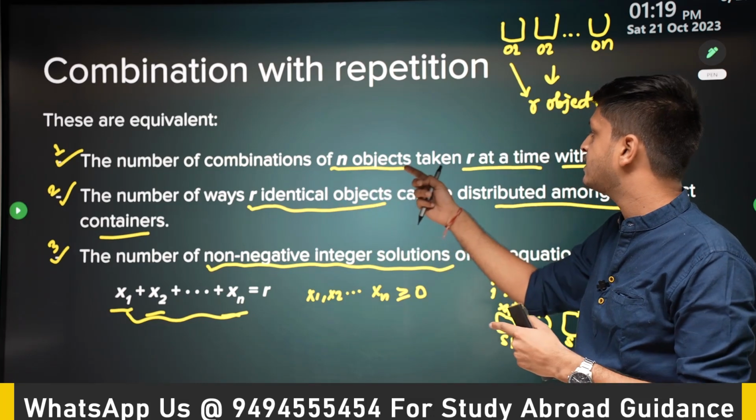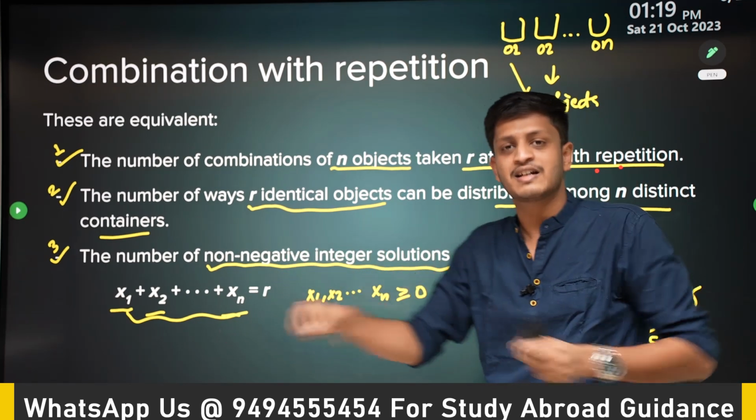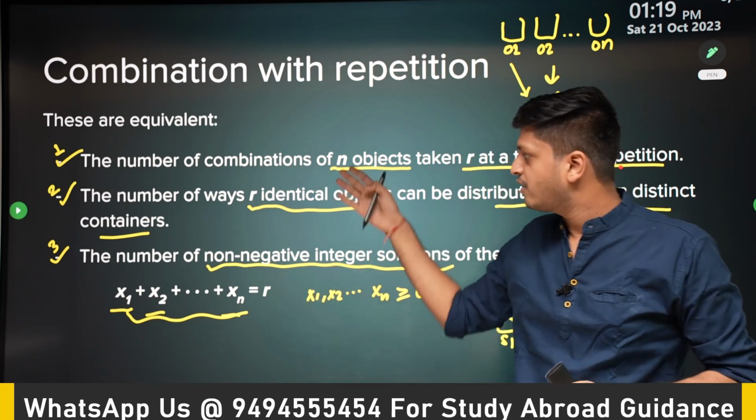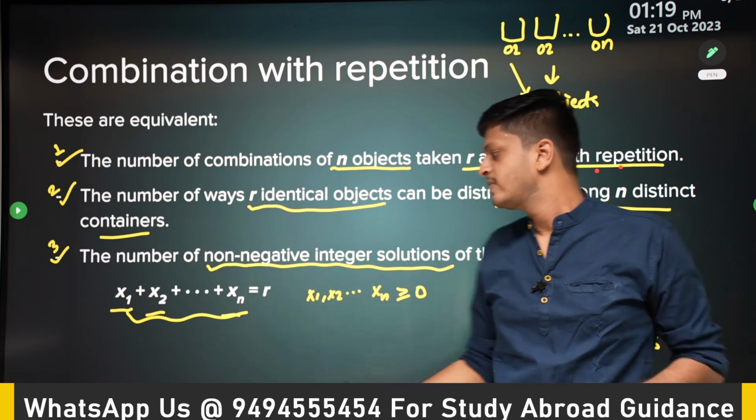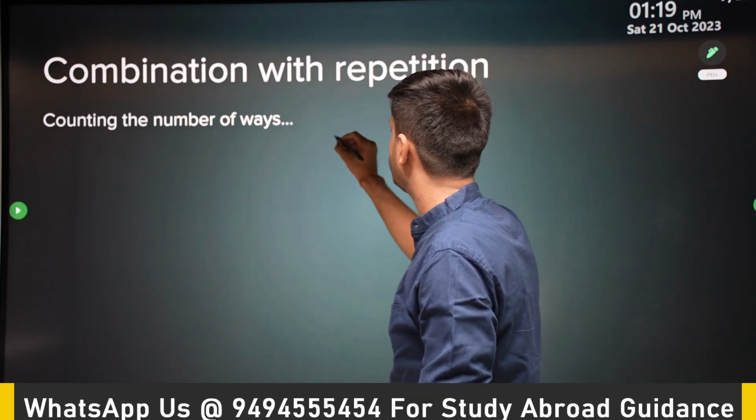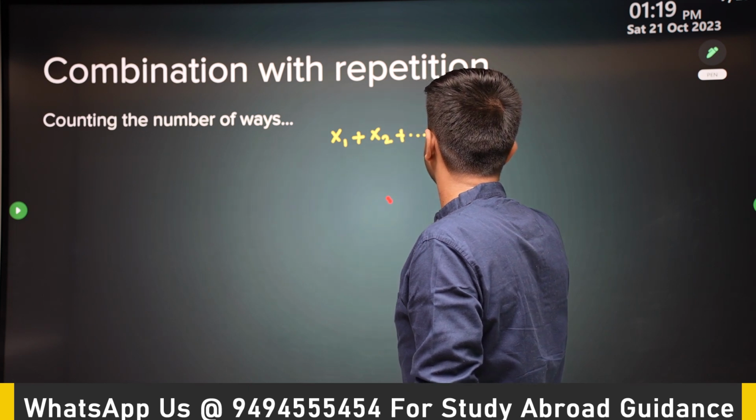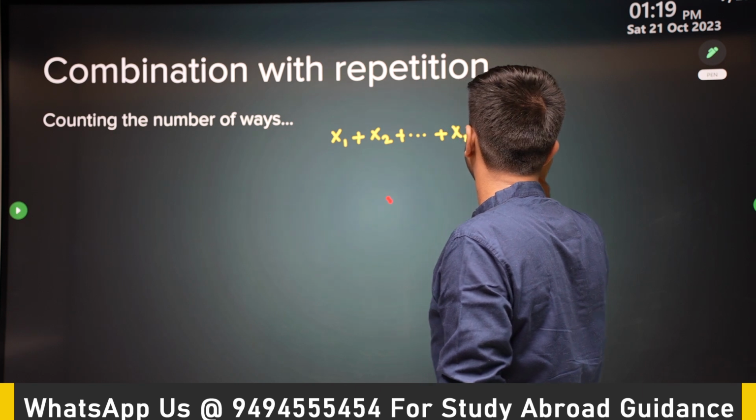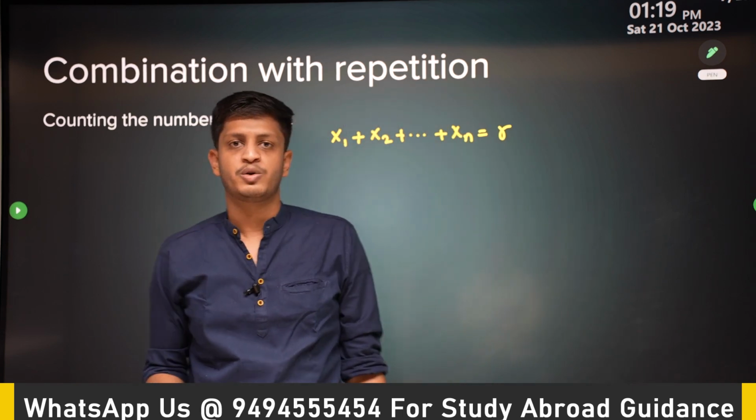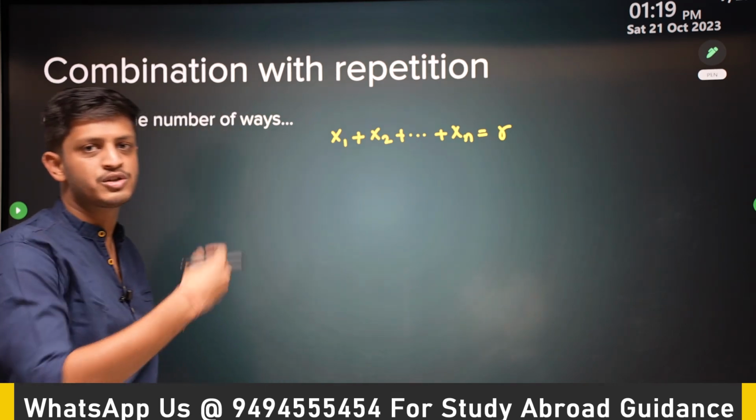Here you had n different objects, take r at a time. Here you had r identical objects, and you have to place them in n distinct containers. But mapping both of them to equation number 3 is easy, right? So always map them to equation number 3, and then we will solve it. So now let's solve this equation. We want to find the number of possible solutions to x1 plus x2 plus up to xn is equal to r, where x1, x2 up to xn are all non-negative integers, which means they are all greater than or equal to 0. They can take all values from 0 to n.